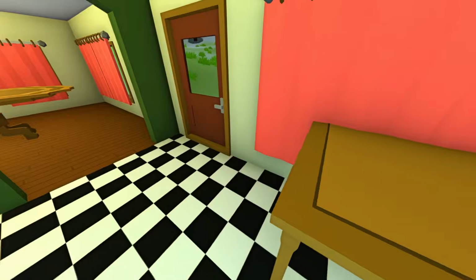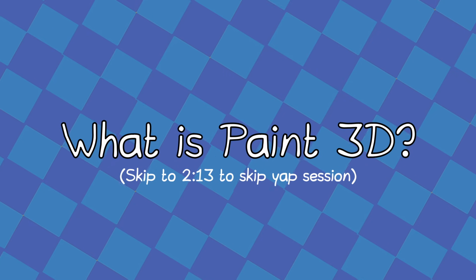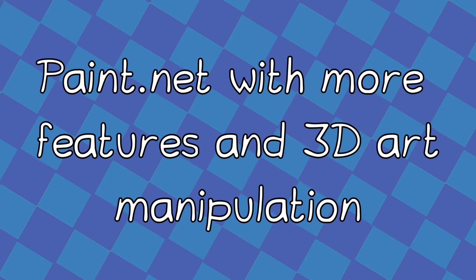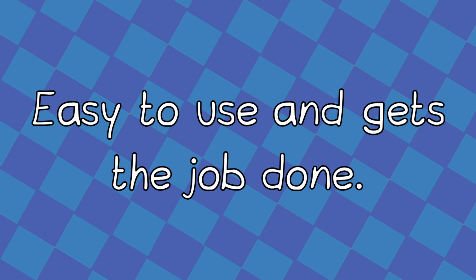I went back to the haunted house and set up a scene and pasted the Wobbly into Paint 3D. Wait, hold on a second. What is Paint 3D? Well, in layman's terms, Paint.net that's easier to use and has more manipulation. But why do I use it? It's easier to use and gets the job done.